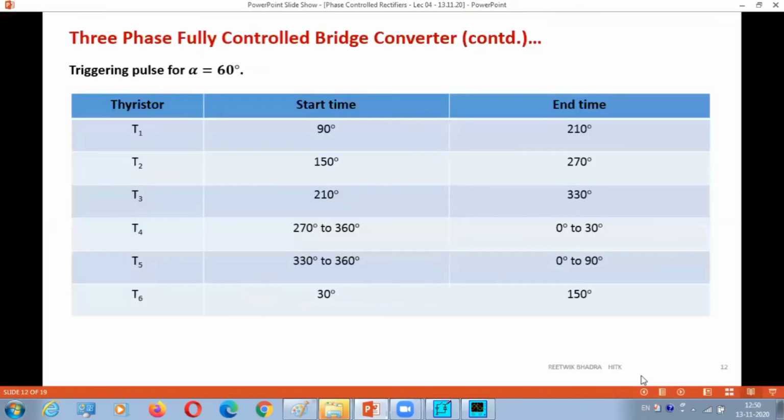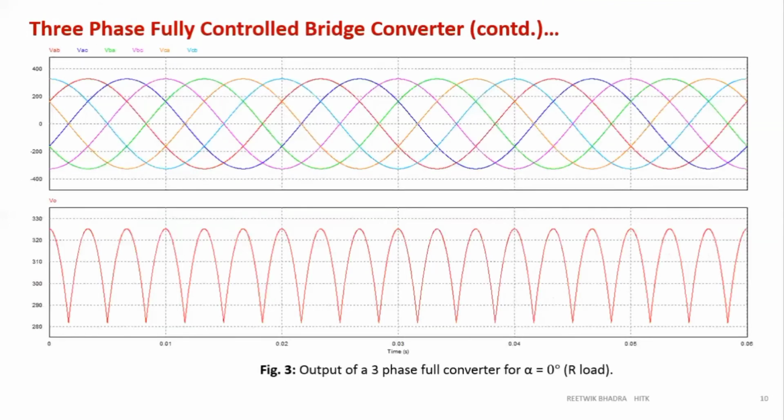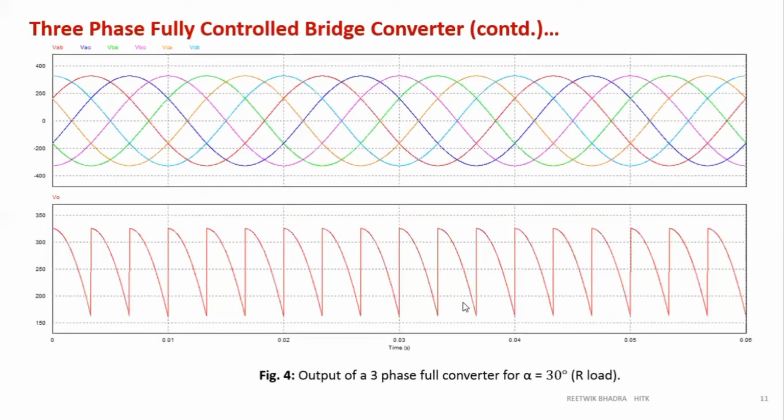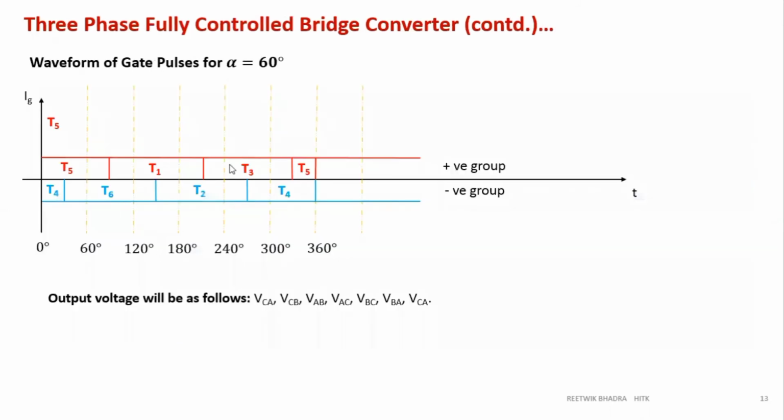So for those 30 degree simulations, as I have shown, I formed the table first and determined all these values, then done. Without this table, you can't draw or put the gating pulse, so it can't turn on. So this is very important. Then this should be drawn in your copy. This should be drawn. Then accordingly, you can find out the voltages.